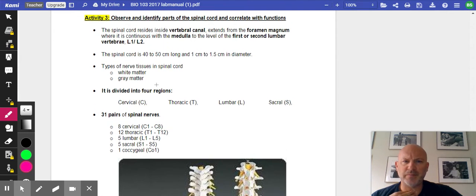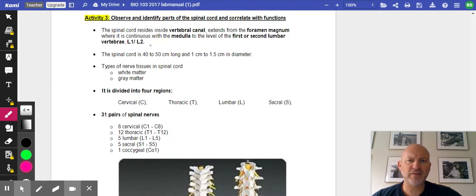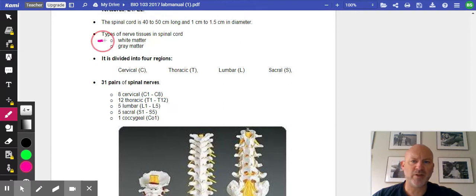If we look at the spinal cord, the spinal cord begins at the very base of the skull. It's really just a continuation of the brainstem as it leaves the hole on the bottom of the skull called the foramen magnum. It extends all the way down your back and keeps going till about the L1 or L2 vertebrae. So it's about 40 to 50 centimeters long, about 1 to 2 centimeters in diameter. And again, just like in the brain, there's going to be white matter, there's going to be gray matter.